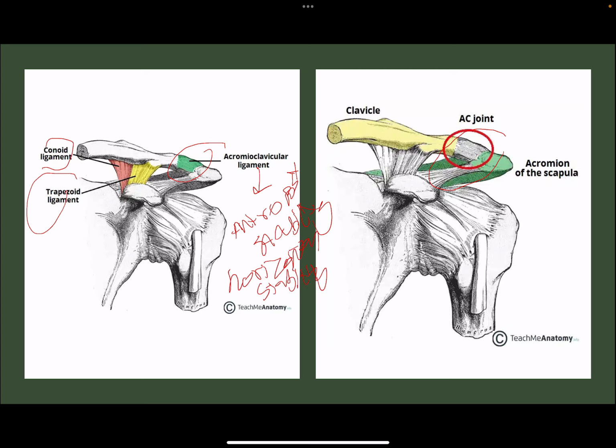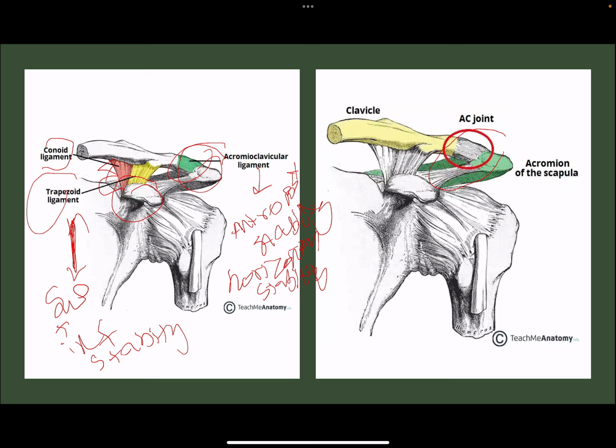They limit the movement of the joint anteriorly and posteriorly. What about the coracoclavicular ligaments, conoid and trapezoid? They control vertical stability, superior and inferior stability, and keep the clavicle suspended from the coracoid.